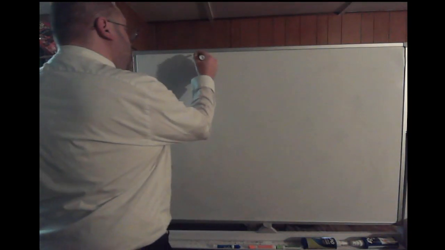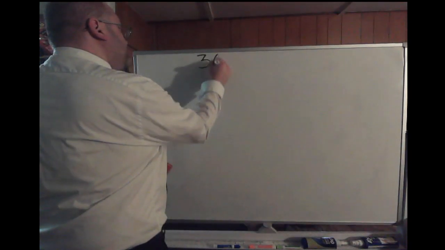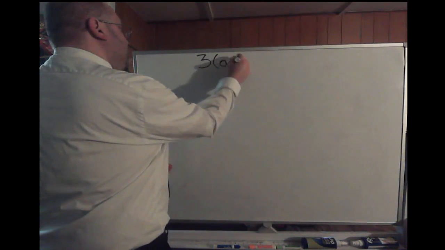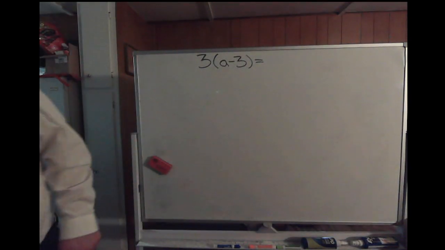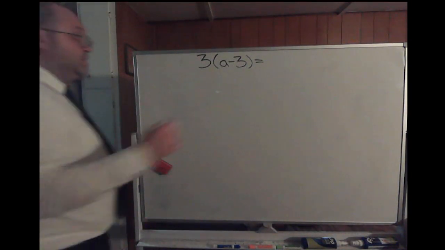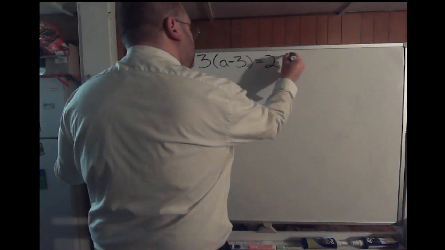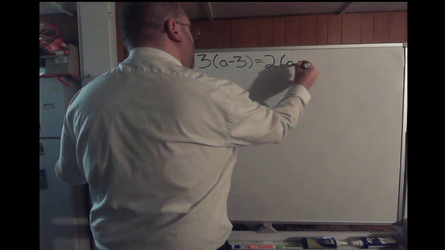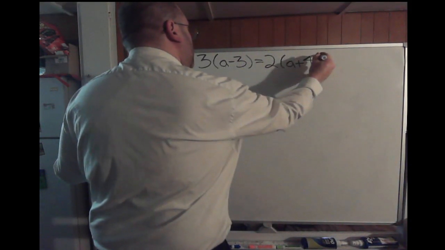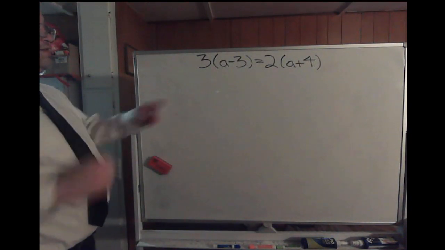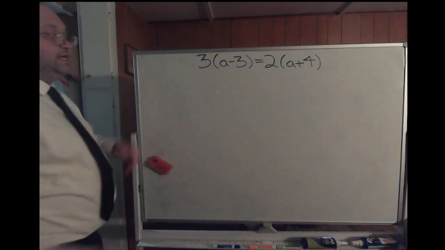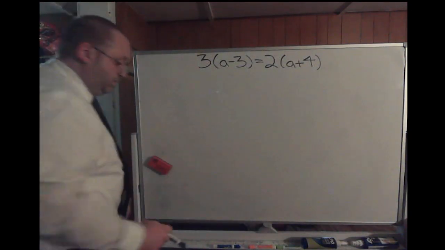What do we have here for the next problem? Oh, good one. So we have 3 times the quantity of a minus 3. We're going to set that equal to 2 times the quantity of a plus 4. So we have a double distributive here. We have 3 times a minus 3 equal to 2 times a plus 4.